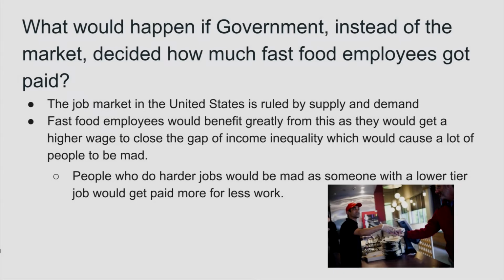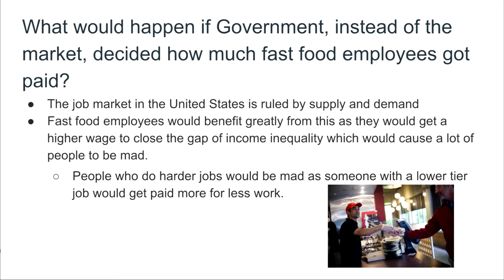The job market in the United States is ruled by supply and demand, which work together to ensure a fair system where workers doing difficult, vital, and unpleasant work are paid the most. Income inequality has been rising steadily since the 1980s. If the government decided wages for any occupation, including fast food employees, then they would try to equalize or balance that out. So fast food employees would benefit greatly from this, as they would get a higher wage to close the gap of income inequality, which would cause a lot of people to be mad.